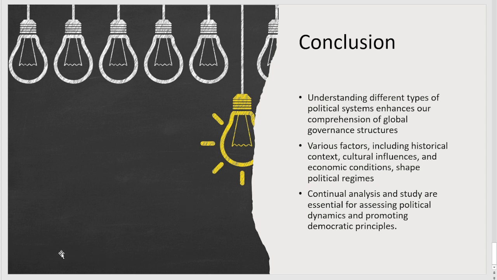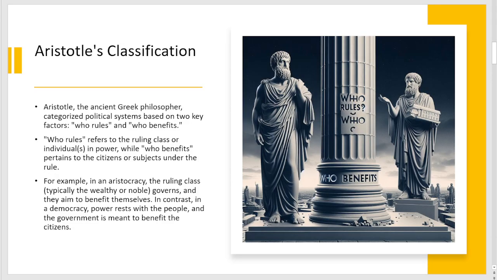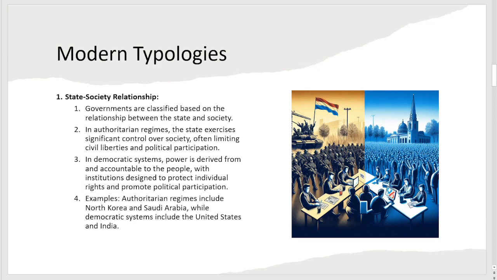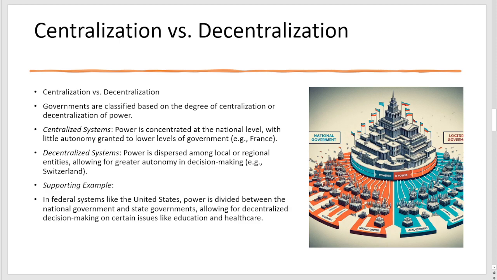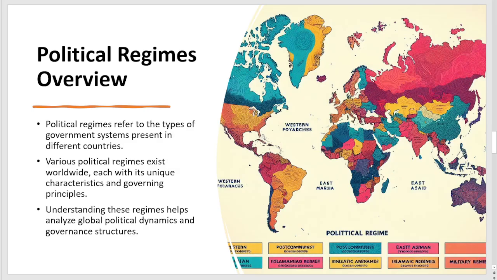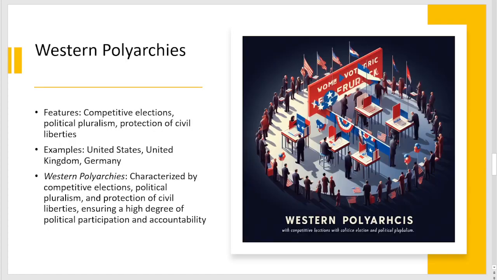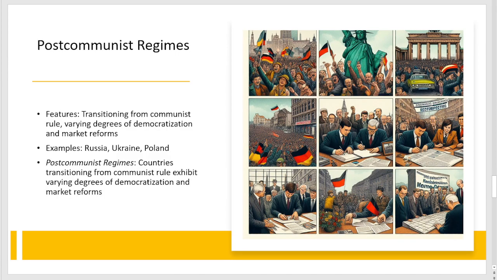So here we started off by looking at Aristotle's classification on who rules and who benefits. When we established that, we looked at the three typologies: the state-society relationship, the executive-legislative relationship, and the centralization-decentralization relationship. And then we looked at an overview of how those relationships come into play in trying to classify the different types of regimes we have in the global political environment today.